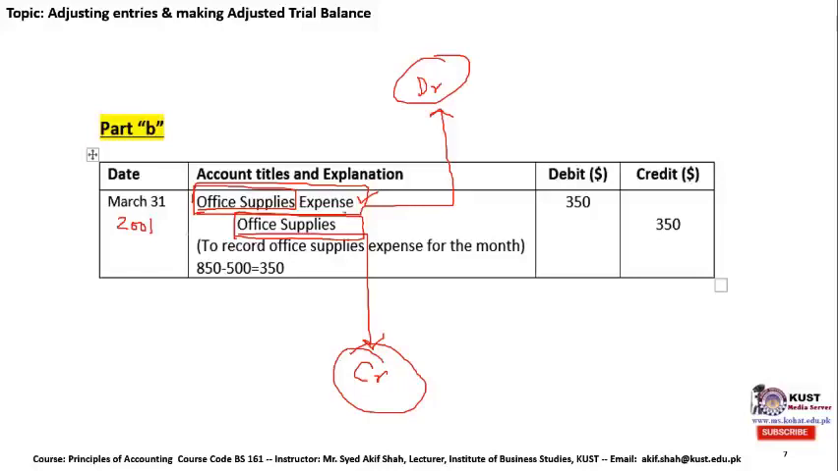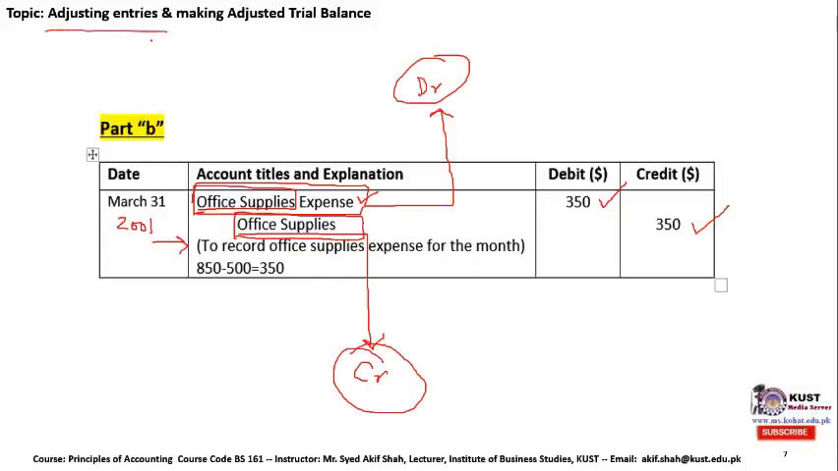The rule states to first mention the debit entry. So we have debited $350 against the office supplies expense, and similarly the office supplies, which is our asset in this particular transaction, will be credited because our asset has been decreased by $350, what we have used during the month. The slide narration states: to record the office supplies expense for the month. So this is the way you are going to record your adjusting entries.